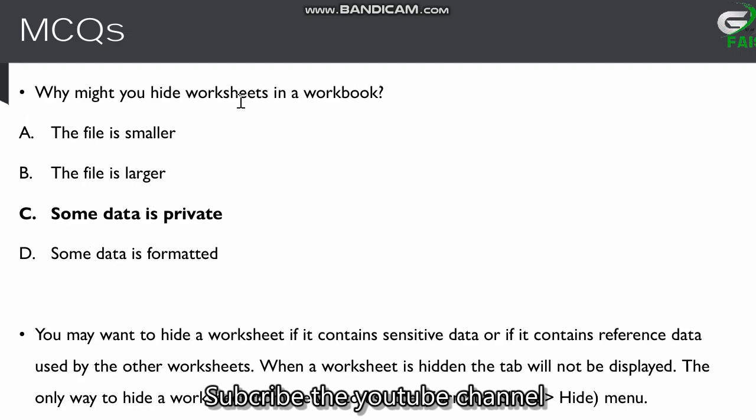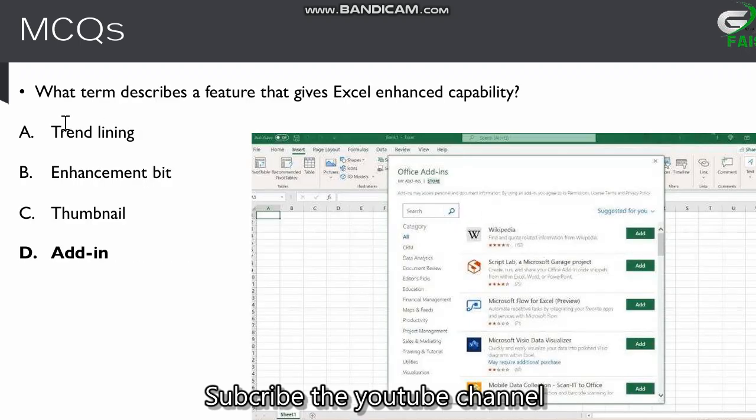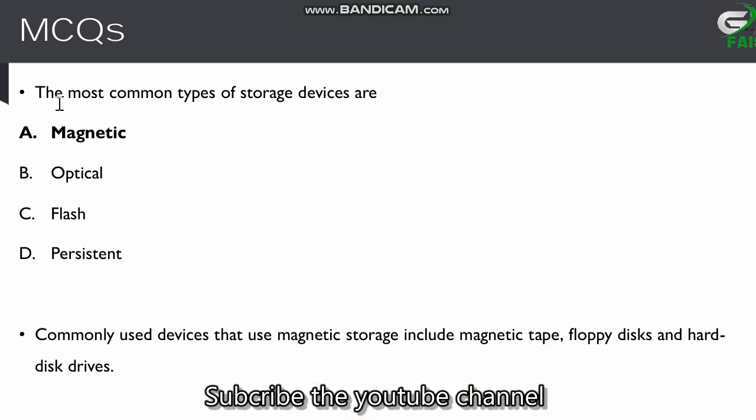Why might you hide a worksheet in a workbook? Some data is private. For what can you use Outlook Tasks? Schedule appointments and meetings. You can use Outlook to create tasks with reminders and due dates and track your upcoming tasks. What term describes the feature that gives Excel enhanced capability? Add-in. The most common type of storage device is magnetic.